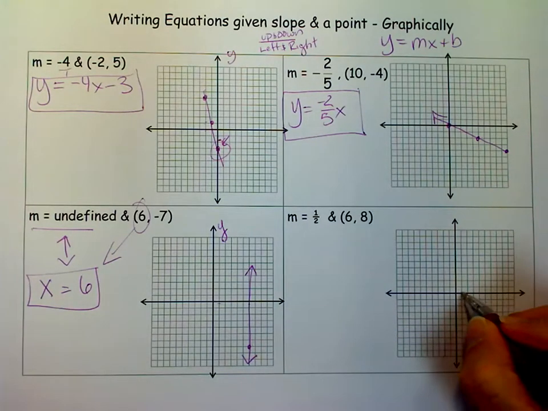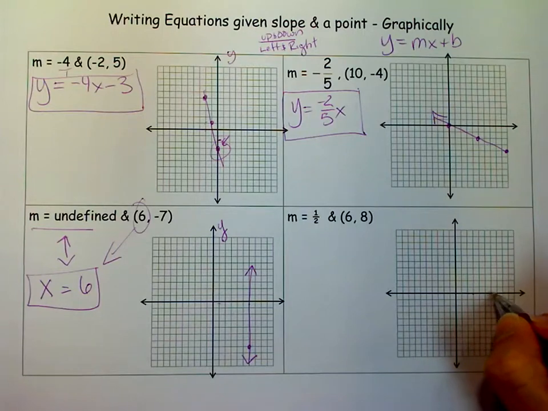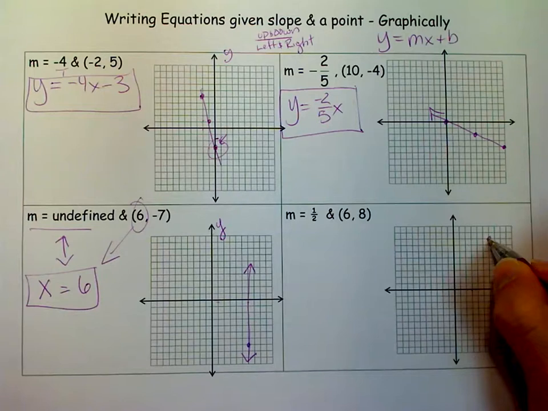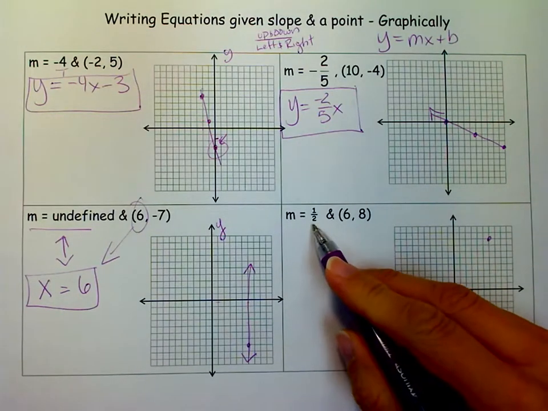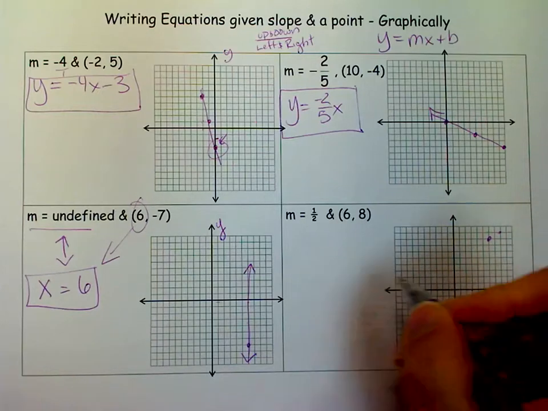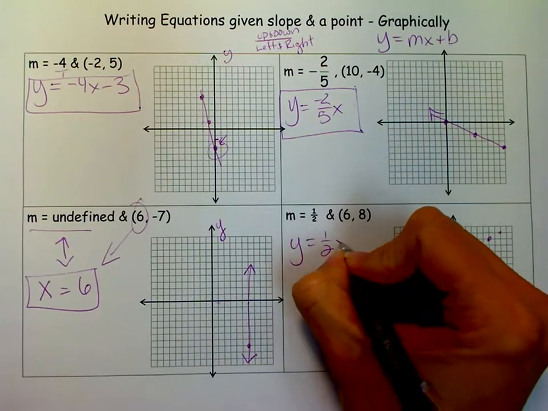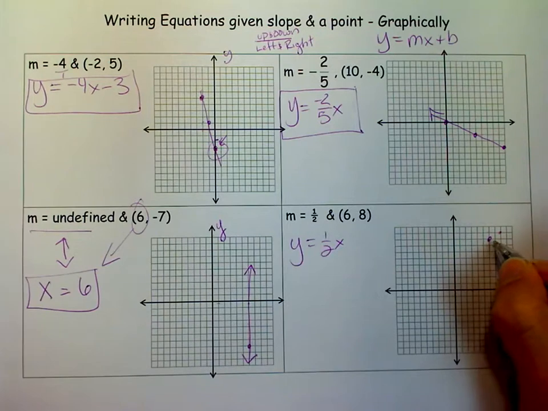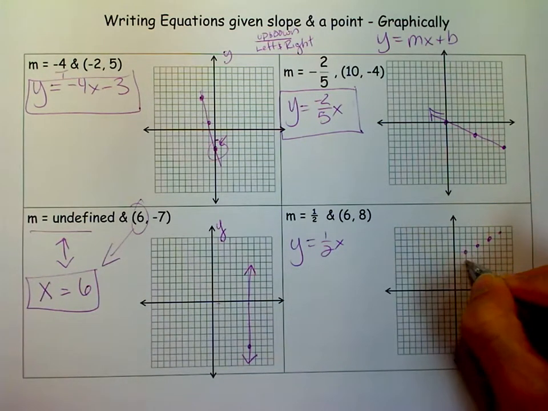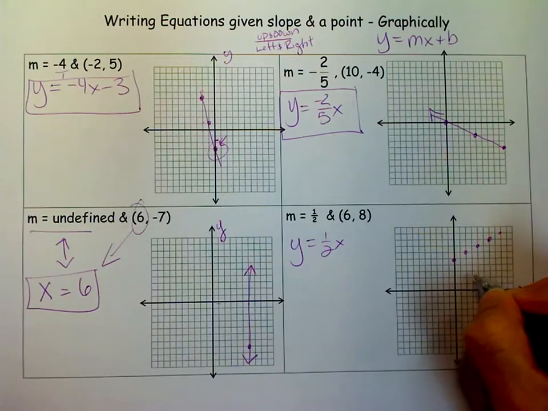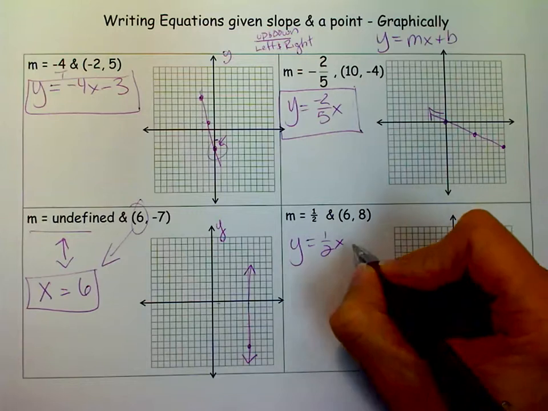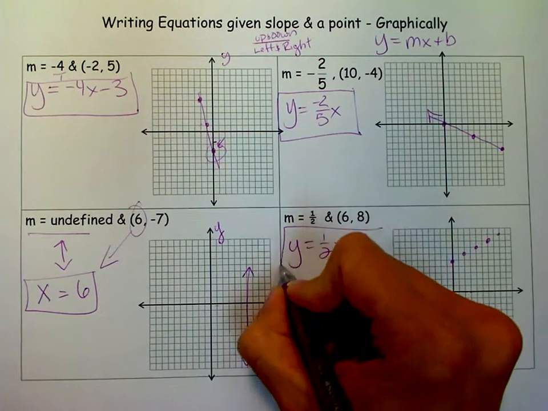Okay, the last one, we're going to graph the point first. And 1, 2, 3, 4, 5, 6, 7, 8. There's 6, 8. And our slope is 1/2. So we could go up 1 over 2, but remember, we're trying to get to the y-axis, because we know it's y equals 1/2 x plus or minus something. So we're going to go down 1 and left 2. And down 1 and left 2 is the same thing as up 1 and right 2. And we just found it. So 1, 2, 3, 4, 5. We add 5 to our equation.